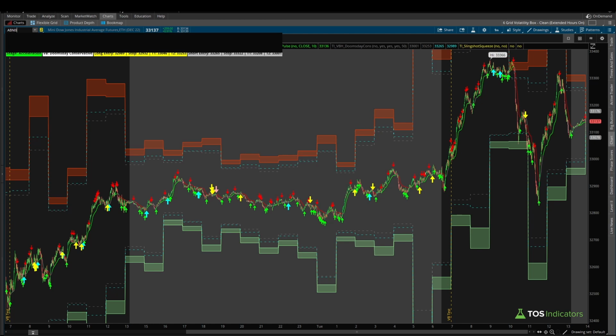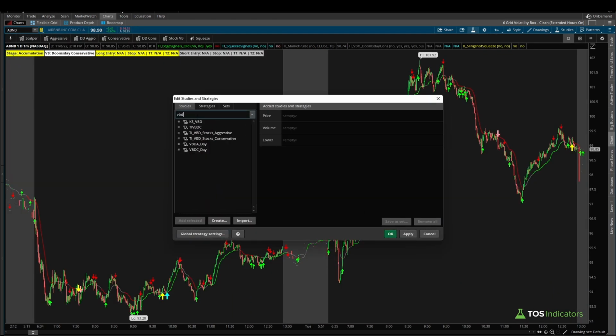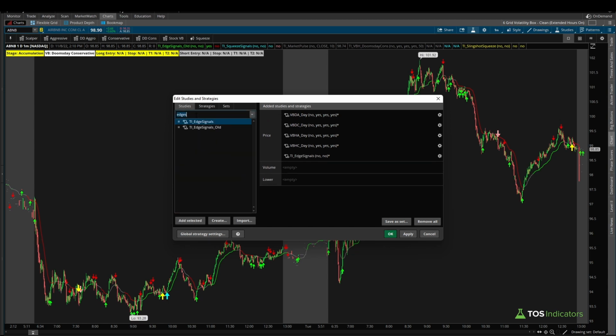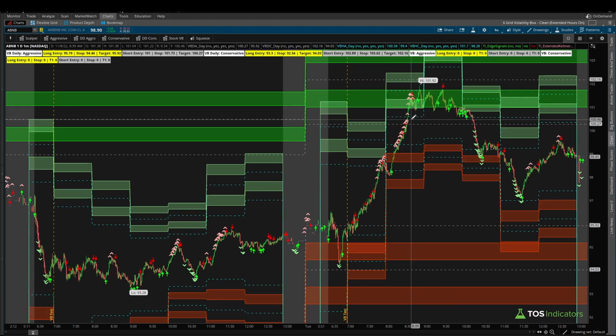So let me load in Airbnb here first. I'll load in our stock volatility box models. I'll load in our two sets of daily models and our two sets of hourly models, the aggressive and the conservative. And for our indicators, outside of that, I'll load in the edge signals and the extended Keltner channels. Now, using just these sets of models, the volatility models and those indicators, we can paint a pretty clear picture of where price action exhausted and where price action then reversed.